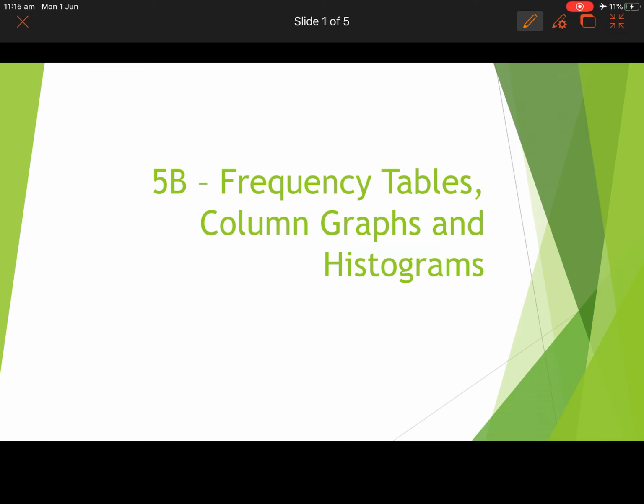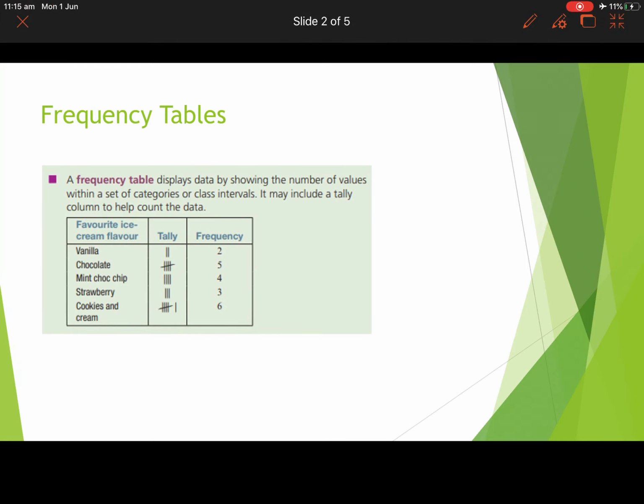Alright, so today we're starting chapter 5b, looking at frequency tables, column graphs and histograms as part of our statistics unit. So, if I can go to the next slide. There we go. So the first thing we're going to look at is frequency tables.